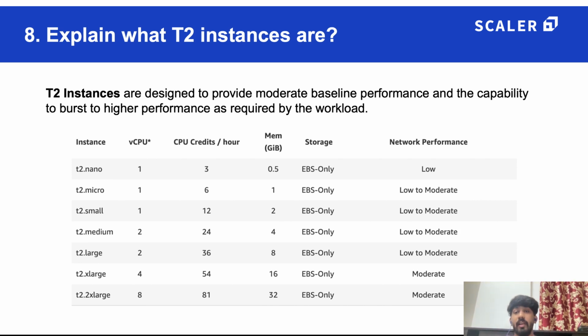What are, explain what T2 instances are. Okay, so T2 instances are one particular type of instance in EC2 instance types. There are so many different types. For now, let me just explain this.